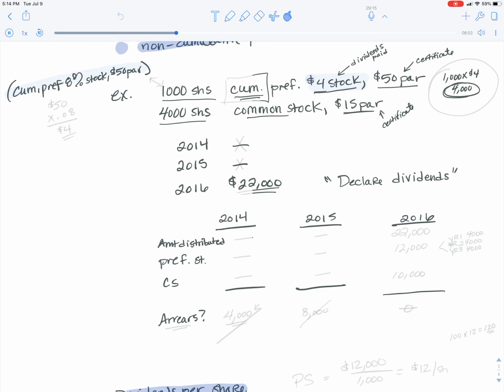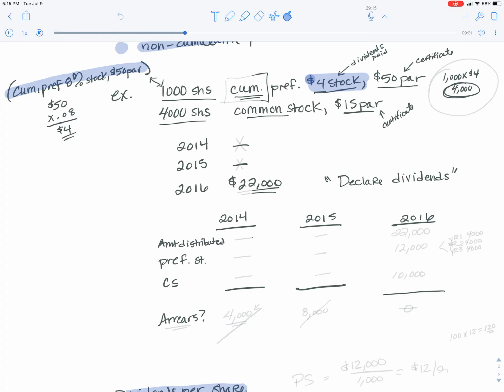One other thing before we do this problem is that sometimes in a problem it'll say $4 stock, so it'll tell you how many dollars per share. But then this is another example of how you might see this same problem listed. It might say 8% $50 par. And this is the same thing. What you would do is you'd say $50 of par times 0.08 in your calculator, so 8% is $4. So you could see it either way. These things are the same thing. Either way, we're going to pay $4 per share.